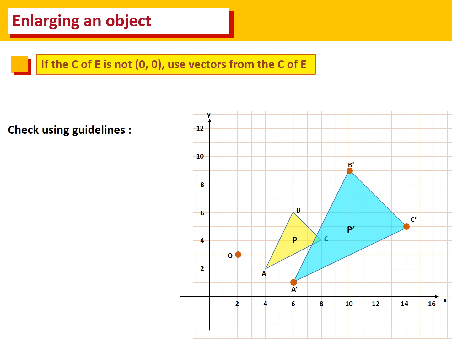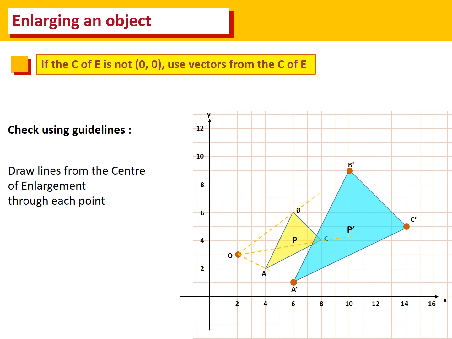Now once again, we can check using guidelines. From the centre of enlargement to an object point, if we keep going, we pass through the corresponding image point.